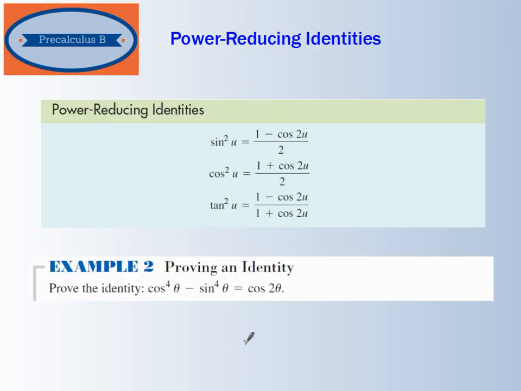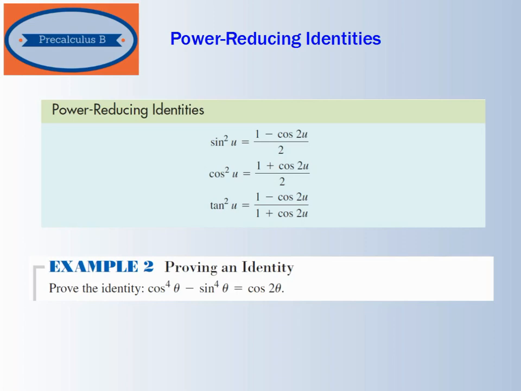There are other identities like power reducing. So if I have sine squared or cosine squared or tangent squared, we can reduce that power. We can convert that to 1 minus cosine 2u divided by 2 for sine, 1 plus cosine 2u divided by 2 for cosine. And then you divide them to get tan squared, right? So we'd end up with 1 minus cosine 2u divided by 1 plus cosine 2u.